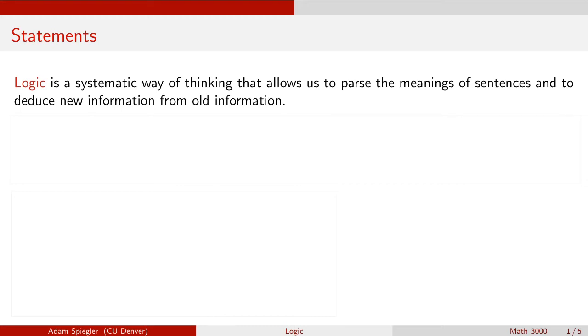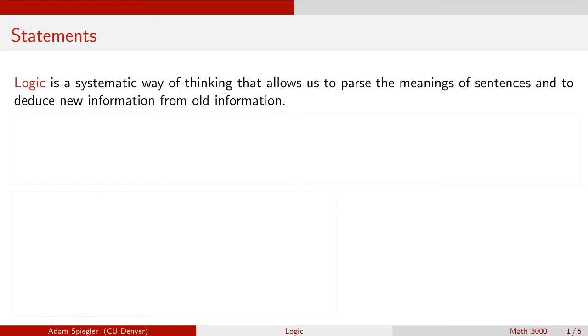Okay, hi everyone. So in this video, we're going to take a little introduction into logic, which is the second chapter of the book. So we'll take a look at the first couple sections in chapter 2. And so logic is a systematic way of thinking that's going to allow us to parse the meaning of sentences and to deduce new information from old information. And so we use logic informally all of the time outside of mathematics. Certainly logic is a very central part of proving theorems in mathematics.